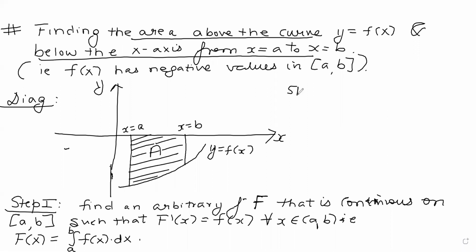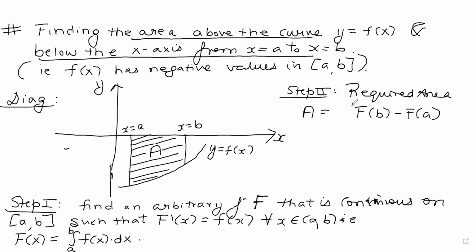And then guys, step 2, what will the required area be? The required area A will now be F(b) minus F(a), but with a negative sign. Why? Because now my area is in the negative quadrant. You can clearly see in the shaded area A that y is negative.